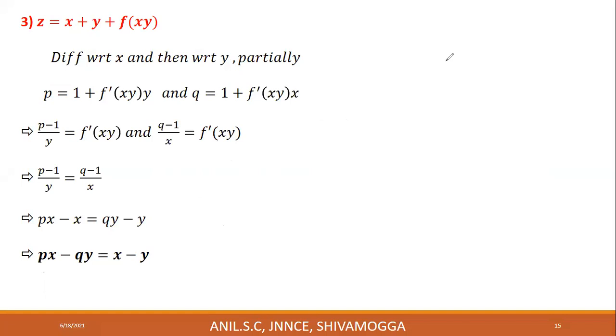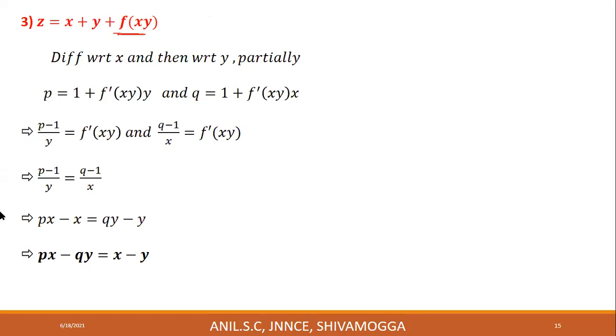I think yesterday we finished two problems. Let's start with this third one. Construct or form a partial differential equation by eliminating the arbitrary function. Here, the arbitrary function is f of x comma y. That is to be eliminated now.